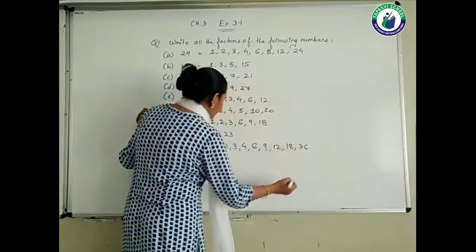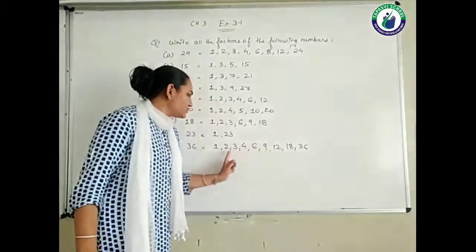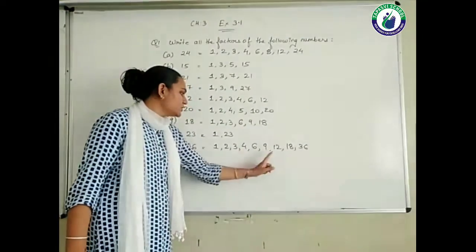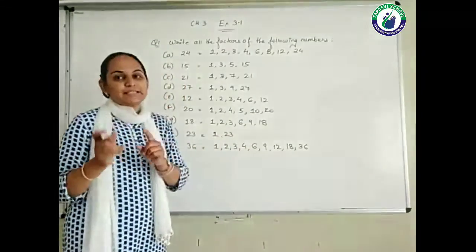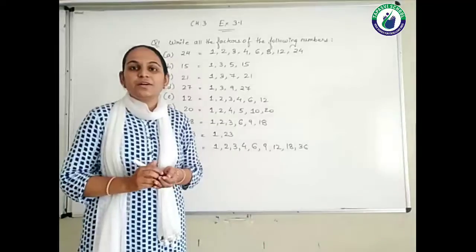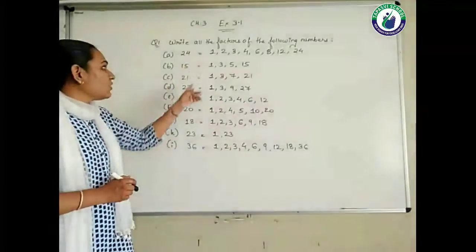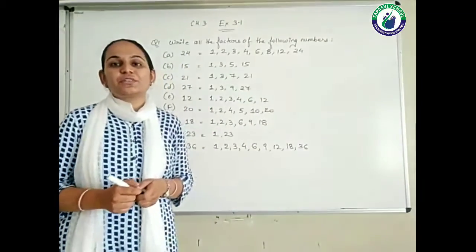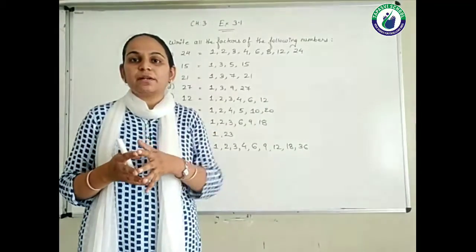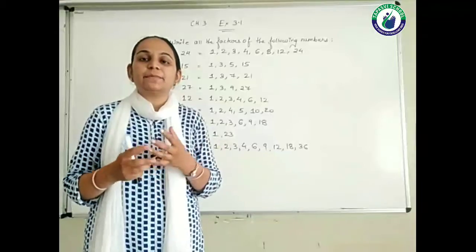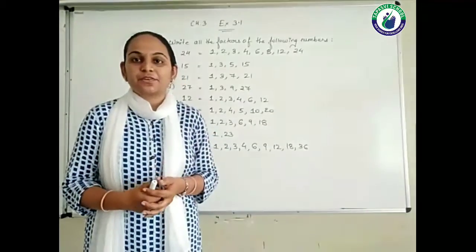And 36 itself. Okay, 1 × 36, 2 × 18, 3 × 12, 4 × 9, and 6 × 6. Right? So here I end up with question number 1, and I hope you understood it. We have to write only the factors. That means ये जो particular number है वो किस किस की tables में आते हैं, that means वो किस किस से divide हो सकते हैं, right?